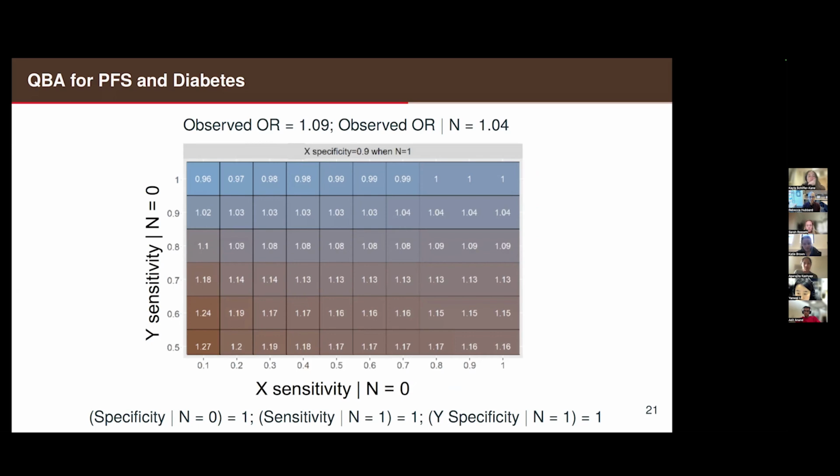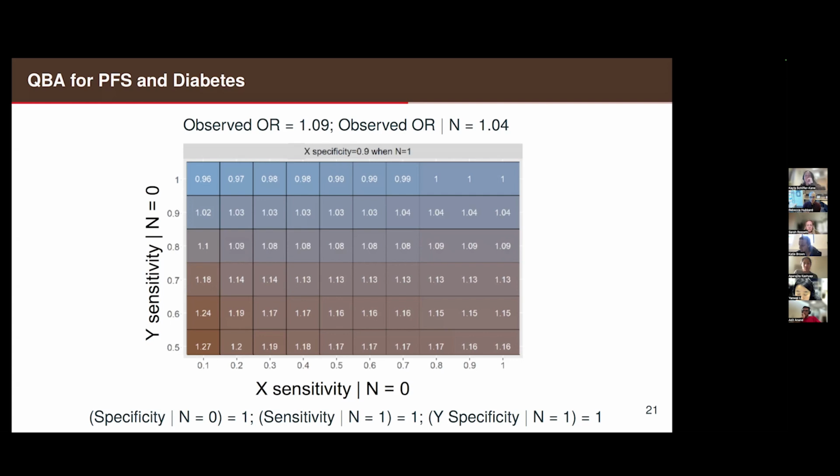So in that study, the empirically observed odds ratio was 1.09. So when we just dumped it into a logistic regression model and looked at the association between cancer progression or death and having diabetes, we saw that patients with diabetes had increased odds of cancer progression or death. When we adjusted for utilization intensity around baseline, that was attenuated a little bit, but in both cases, we ended up with a small positive association.